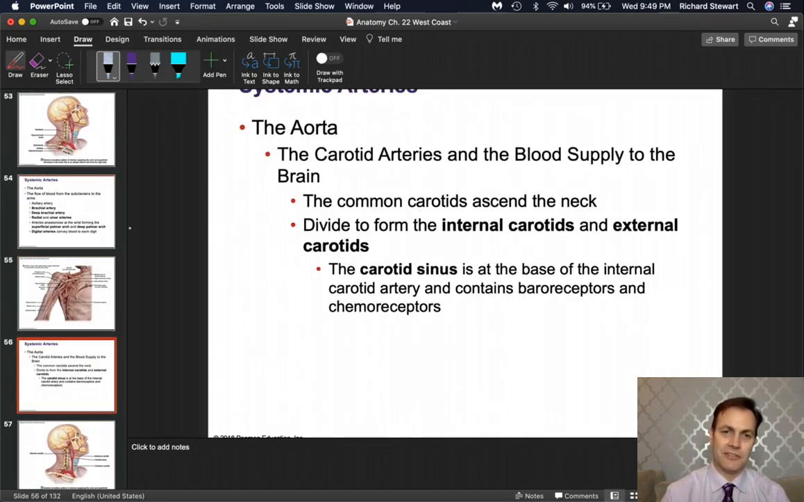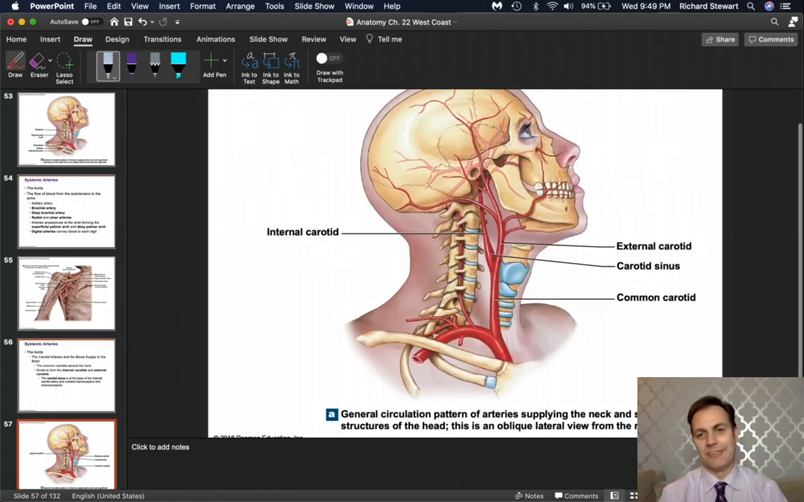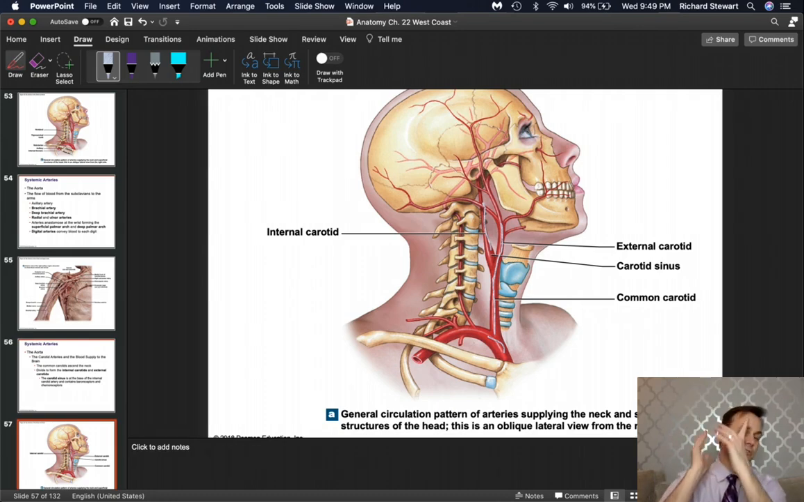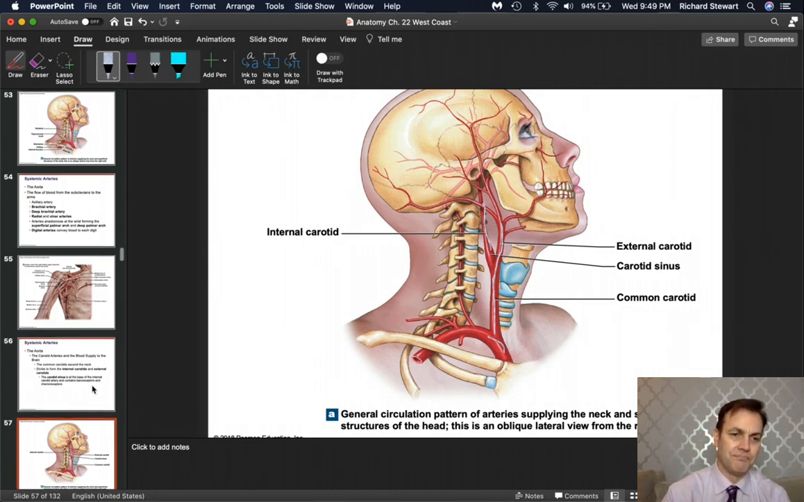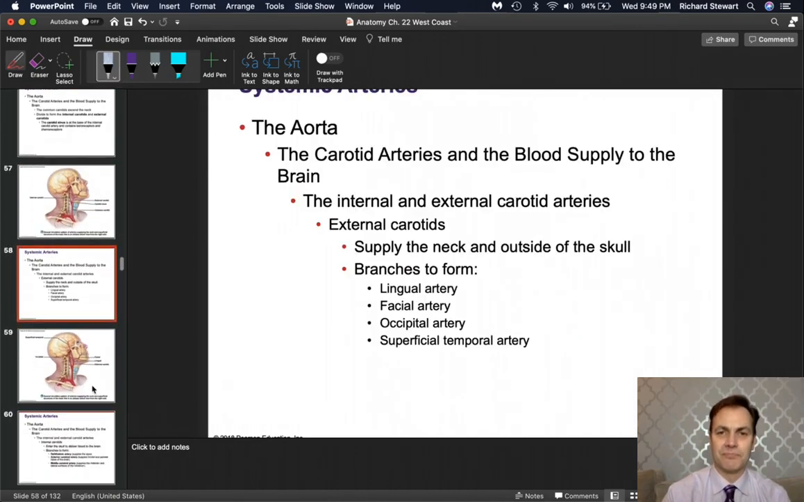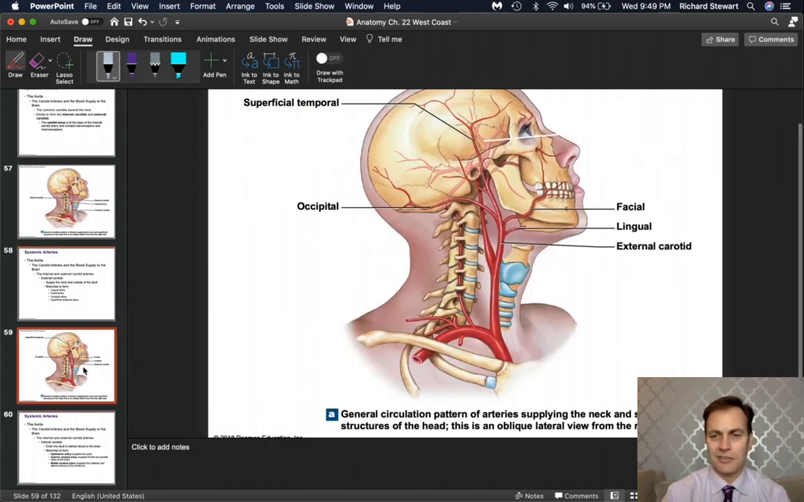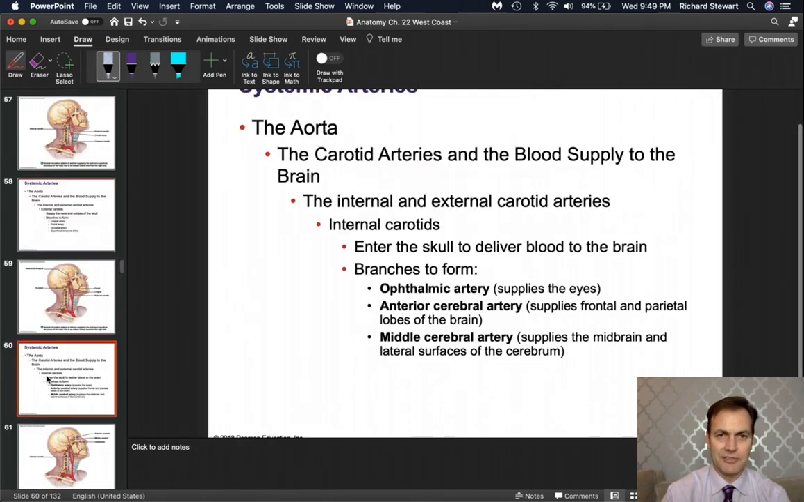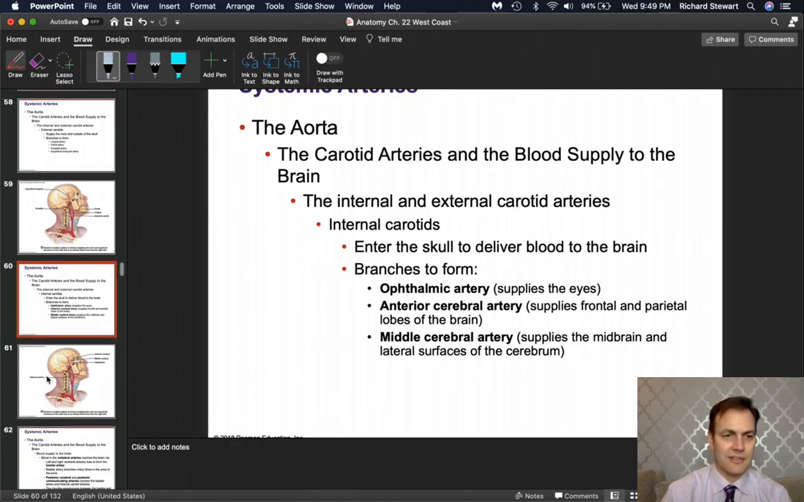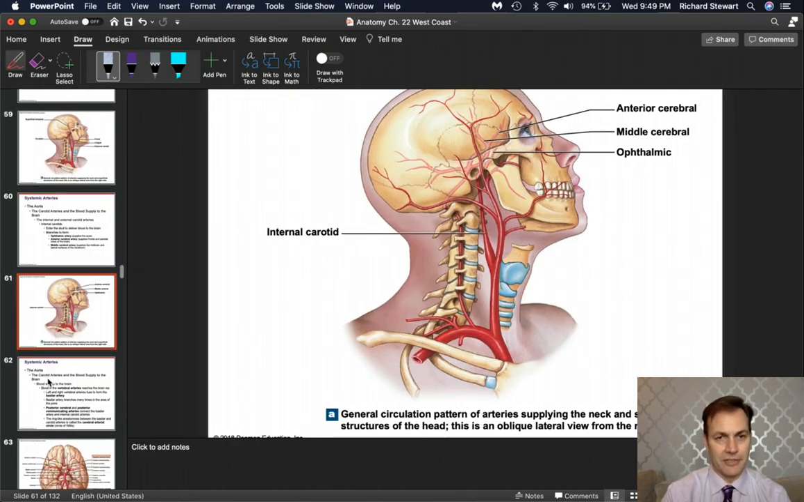Let's see, the internal and the external carotids, pretty simple. So, common carotid breaks off. Brachiocephalic trunk, common carotid, breaks off into the external and the internal. External goes to the face, internal goes straight up into the brain. Okay. You don't need to know the lingo and all that. Not going to make a difference. Okay. Ophthalmic just means it goes to the eyes.